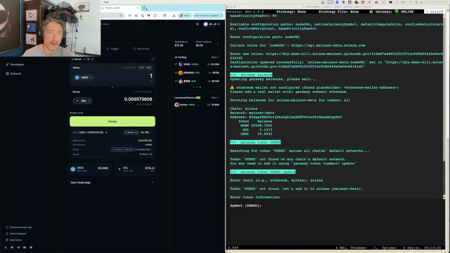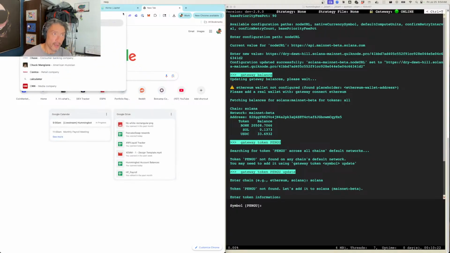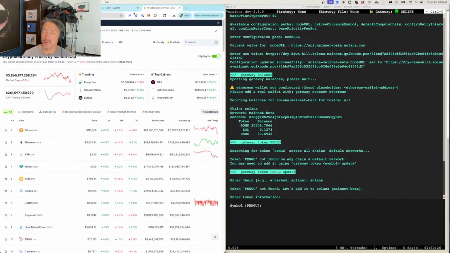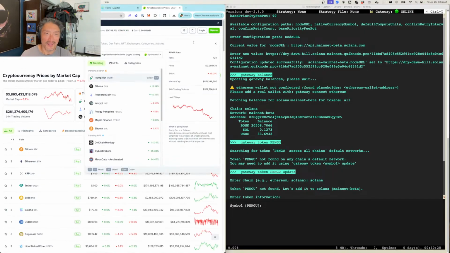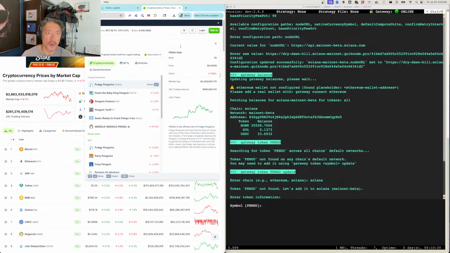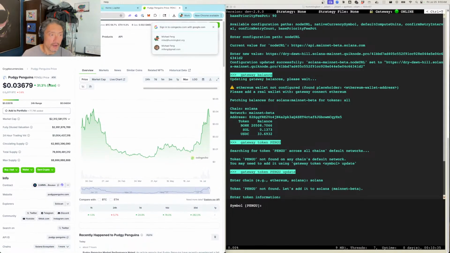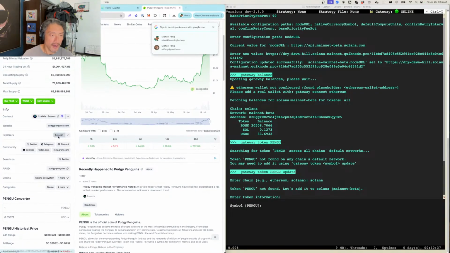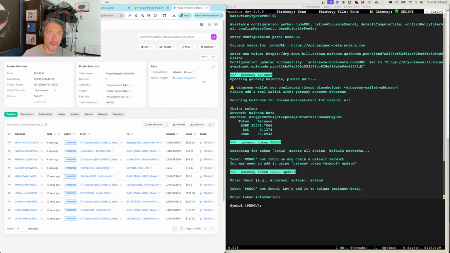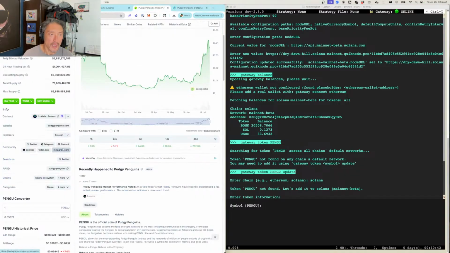To do that, we can go to CoinMarketCap or CoinGecko. Let's go to CoinGecko since they're our friends, and let's find information about the Pengu token and add it into Hummingbot so we can start trading it. So what we need is a SolScan link. So here is a SolScan link for the token, and I want to make sure that I go to the right one because there might be scams out there.